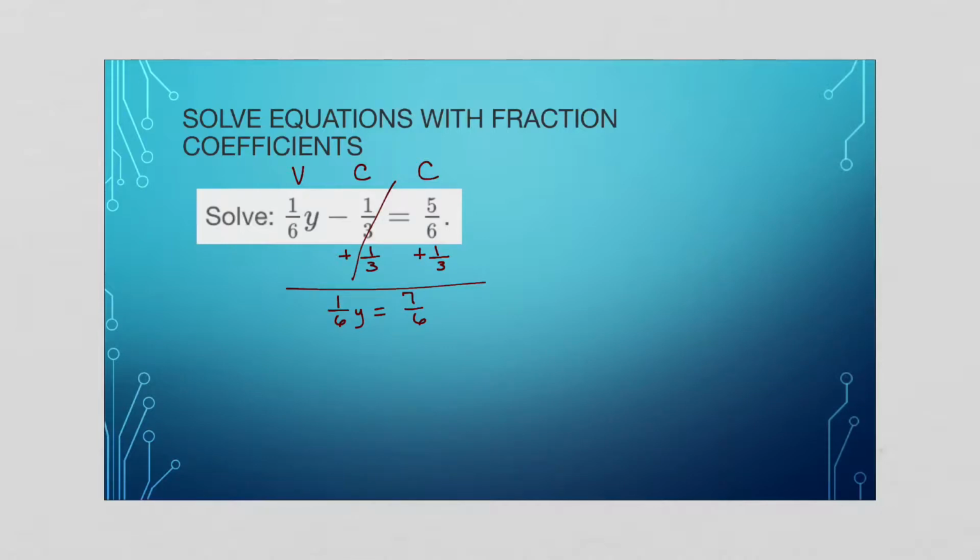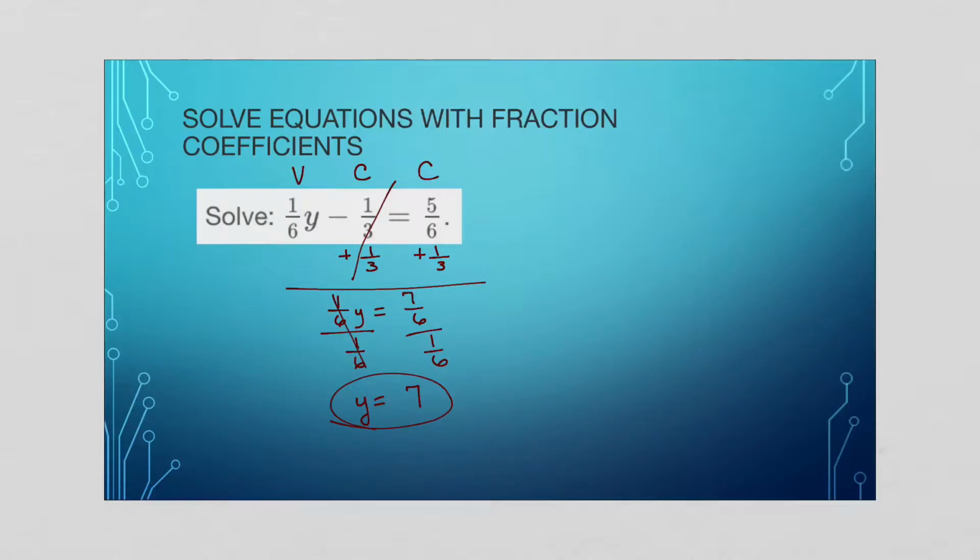Now, there's a couple of ways you can do the next step. You can either multiply both sides by 6, or you can divide both sides by 1/6. I don't really care. You're doing the same thing. I think that multiplying by 6 on both sides is easier if you're not using a calculator. And there's our answer.